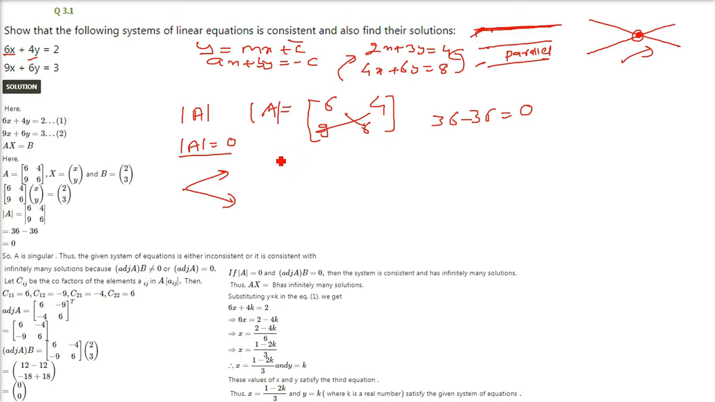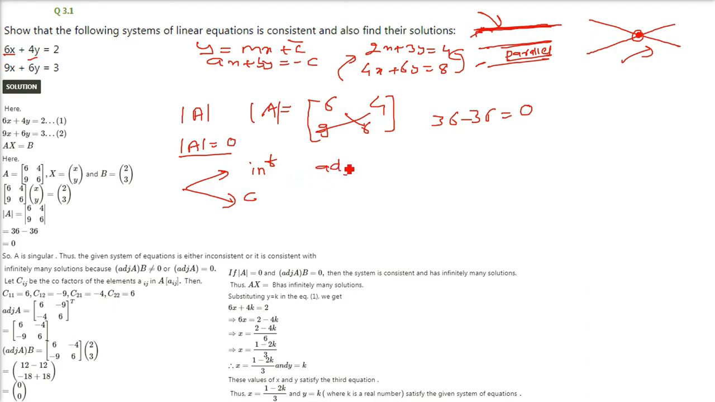Either the equations are inconsistent, or they are consistent, but they are not having one solution, they are having infinitely many solutions because both lines are the same. They are one over one another. So there are no two lines, there is only a single line.